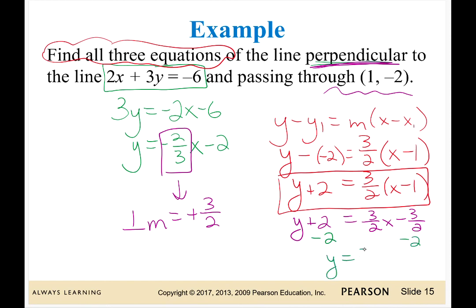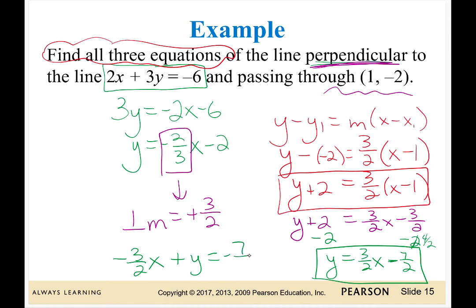So y equals 3/2 x minus, all right, 3/2, 2 would be 4/2. So instead of 2, I'm going to write 4/2. So -3/2 minus 4/2 is -7/2. So there is my slope-intercept form. All right, so there's the second one. And the last one they want is standard form, where you put the x on this side. So -3/2 x plus y equals -7/2.